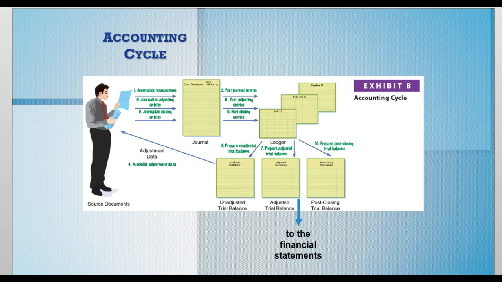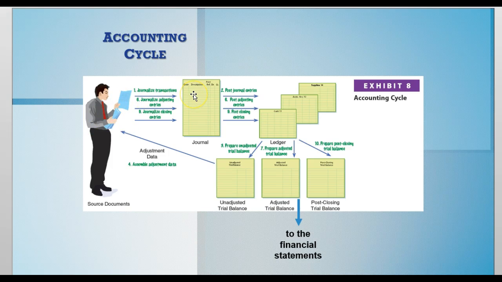Here is a fairly good visual, although it is a bit confusing. But follow me, okay? First, you journalize the transactions in the journal. Then you post them to the general ledger. Then you prepare that unadjusted trial balance. It goes back here, and you assemble the adjusting data. What adjustments do you want to make?